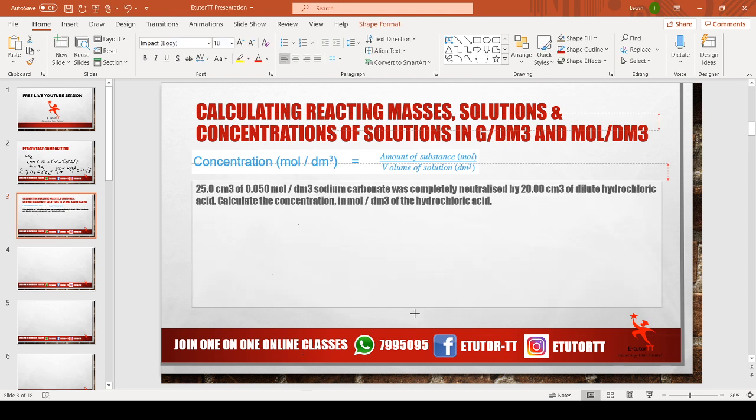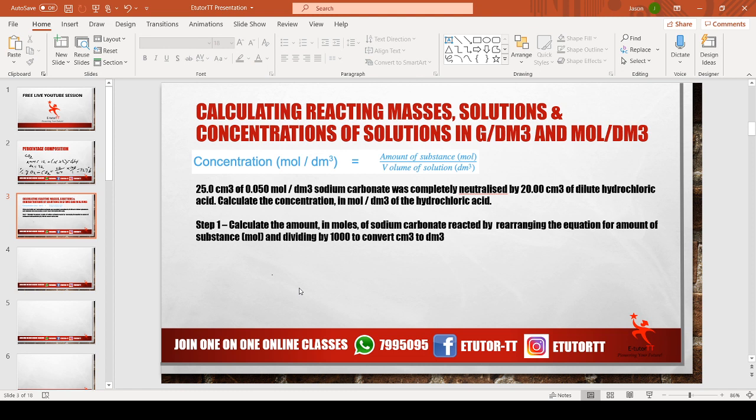Just now, let's lengthen this text box out. Step 1. Calculate the amount in moles of sodium carbonate reacted by rearranging the equation for the amount of substance and divide by 1000 to convert to dm³.